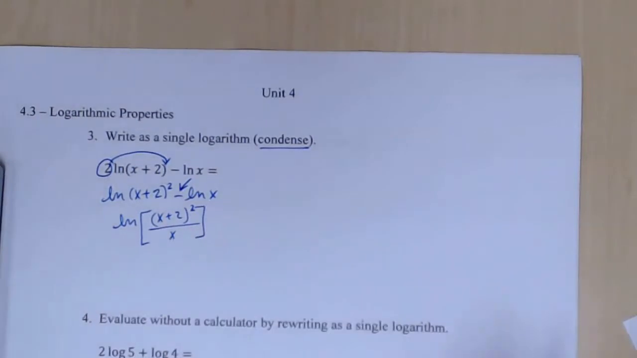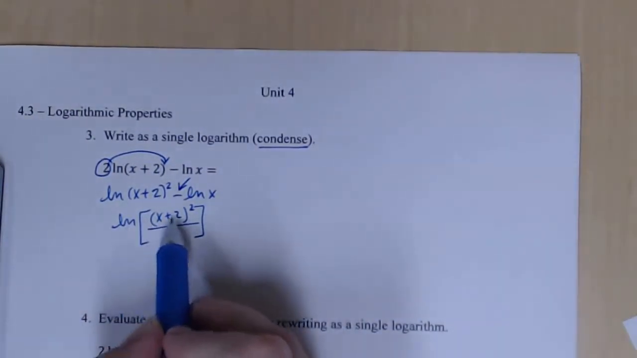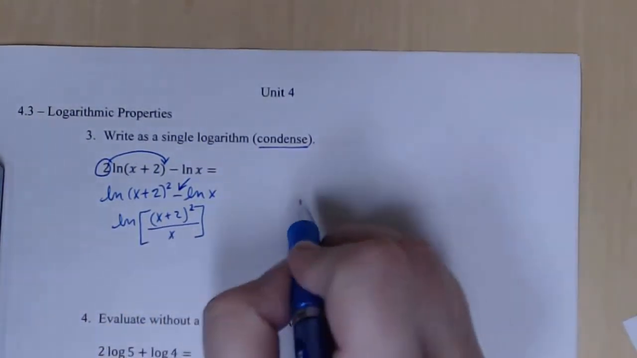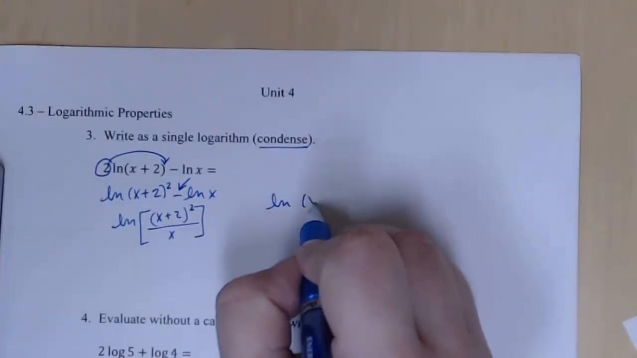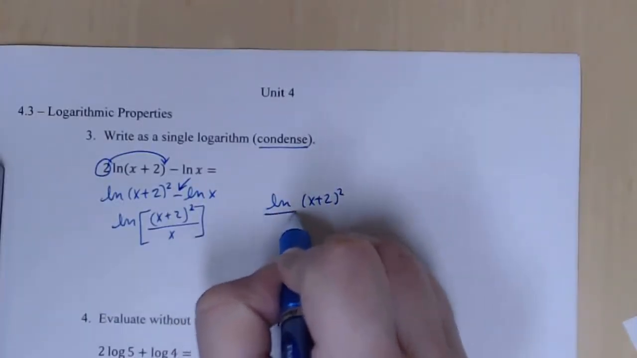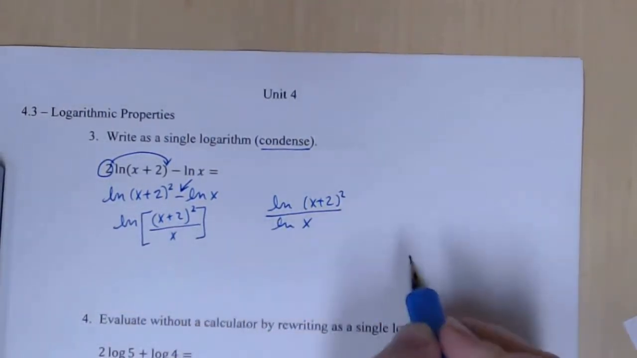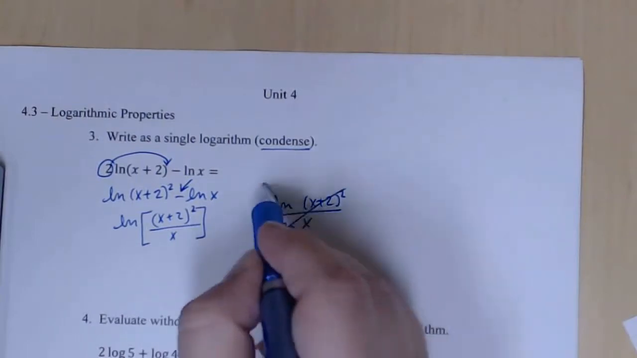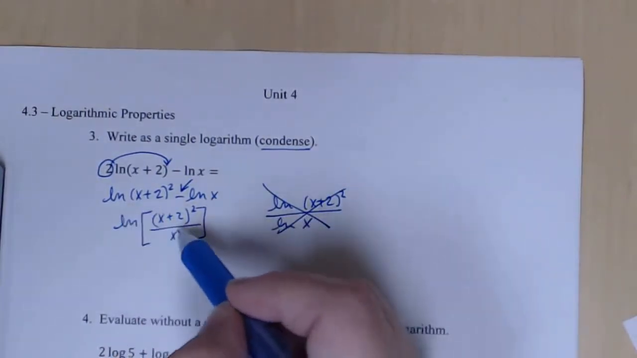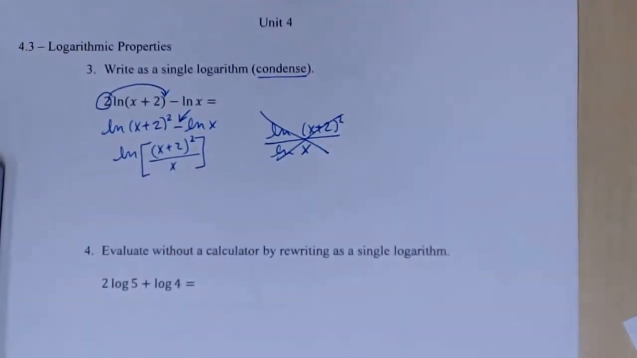And I want to make sure I put brackets or parentheses around that, so I'm taking natural log of it all. Be careful, maybe don't write this down. Ln of x plus 2 squared, the whole thing divided by x is not equivalent. Having an ln of x is also not equivalent. So be careful with your formatting. It needs to be ln of this whole grouping.